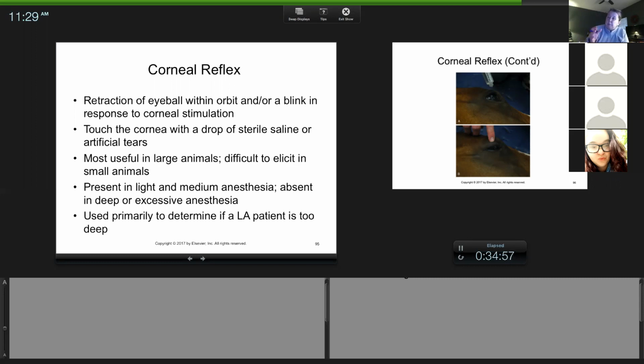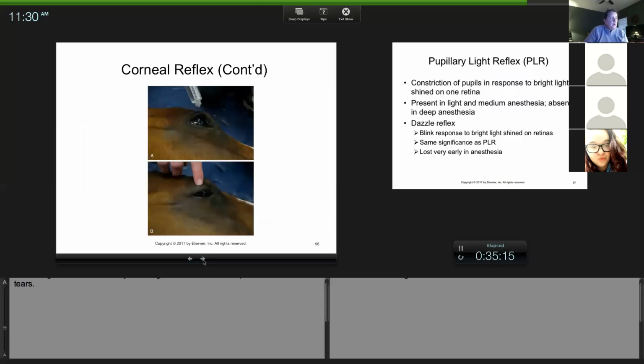You just have to be careful with the moistened Q-tip. You don't want to cause an abrasion. You know how bad your eye feels if you get an eyelash in your eye? Can you imagine a Q-tip touching your eyeball? It could be pretty painful. So it is present in light and medium, but it's usually used most in large animal. You can see right here, they're dripping the saline on the eye looking for a retraction.